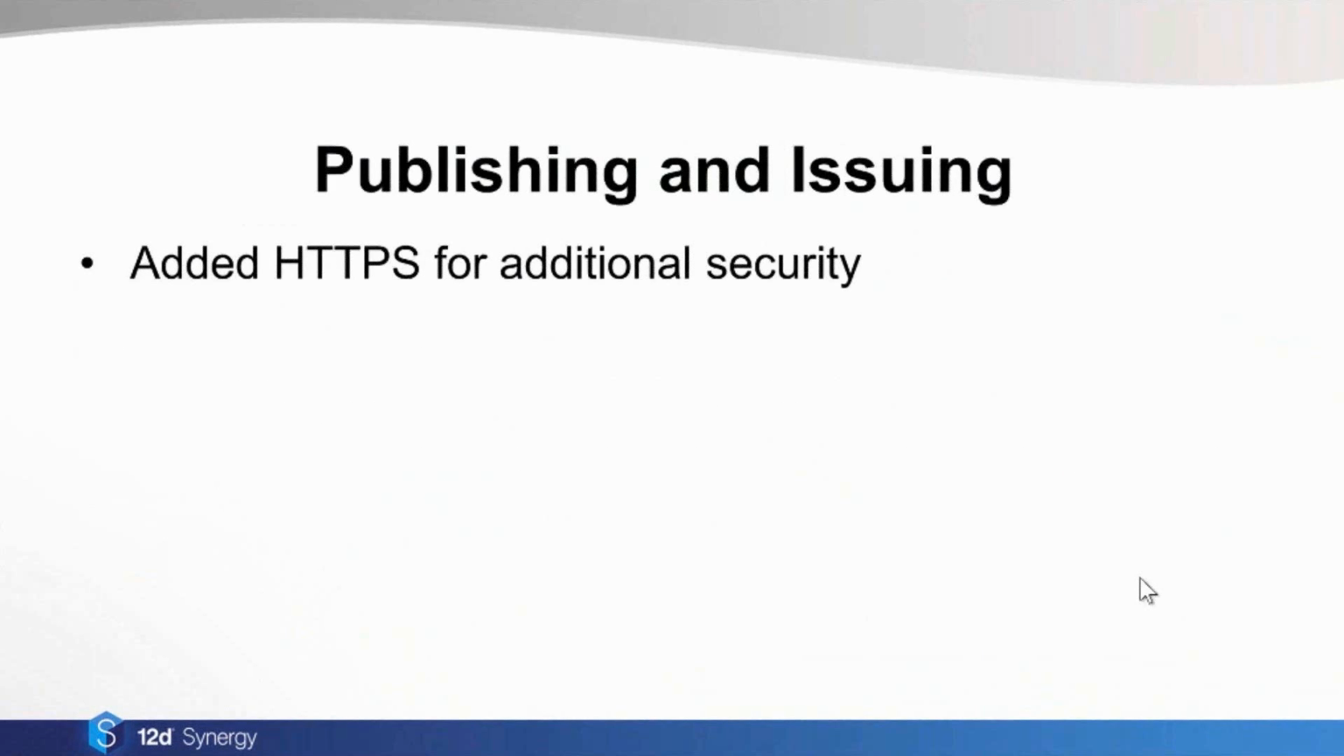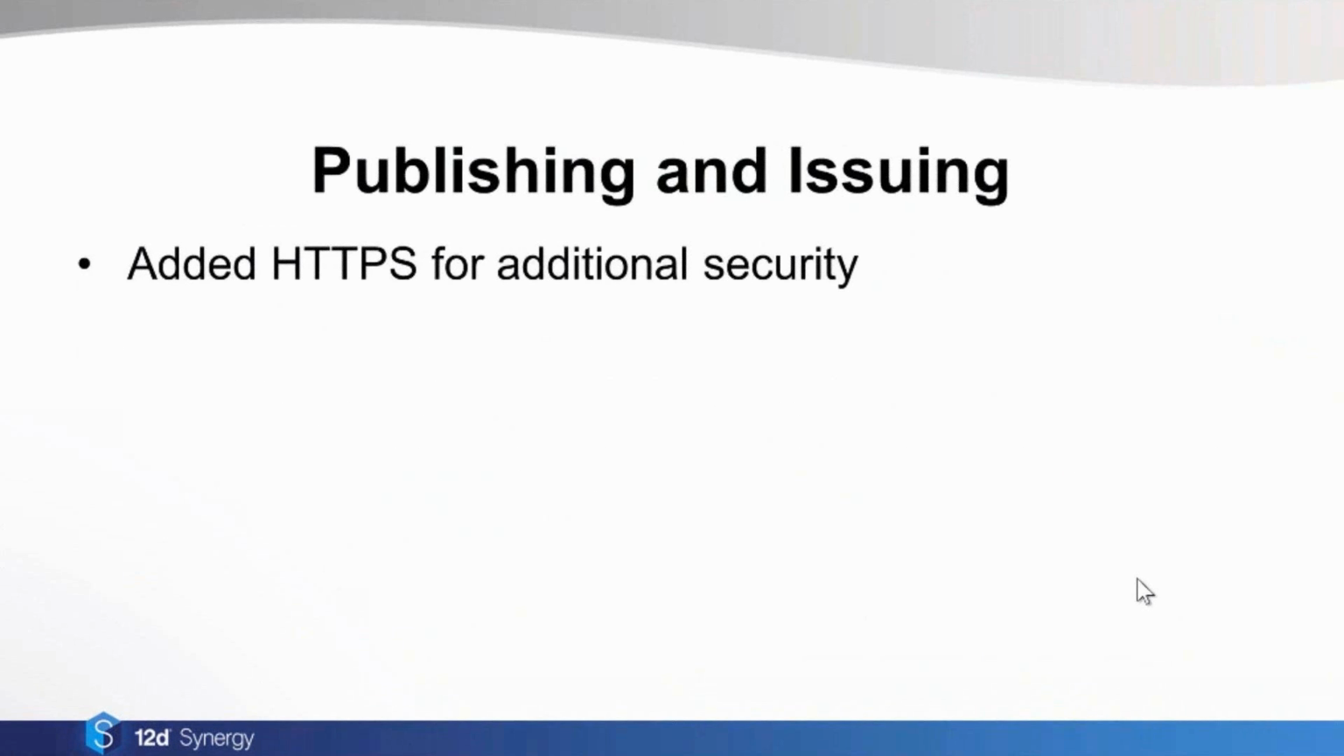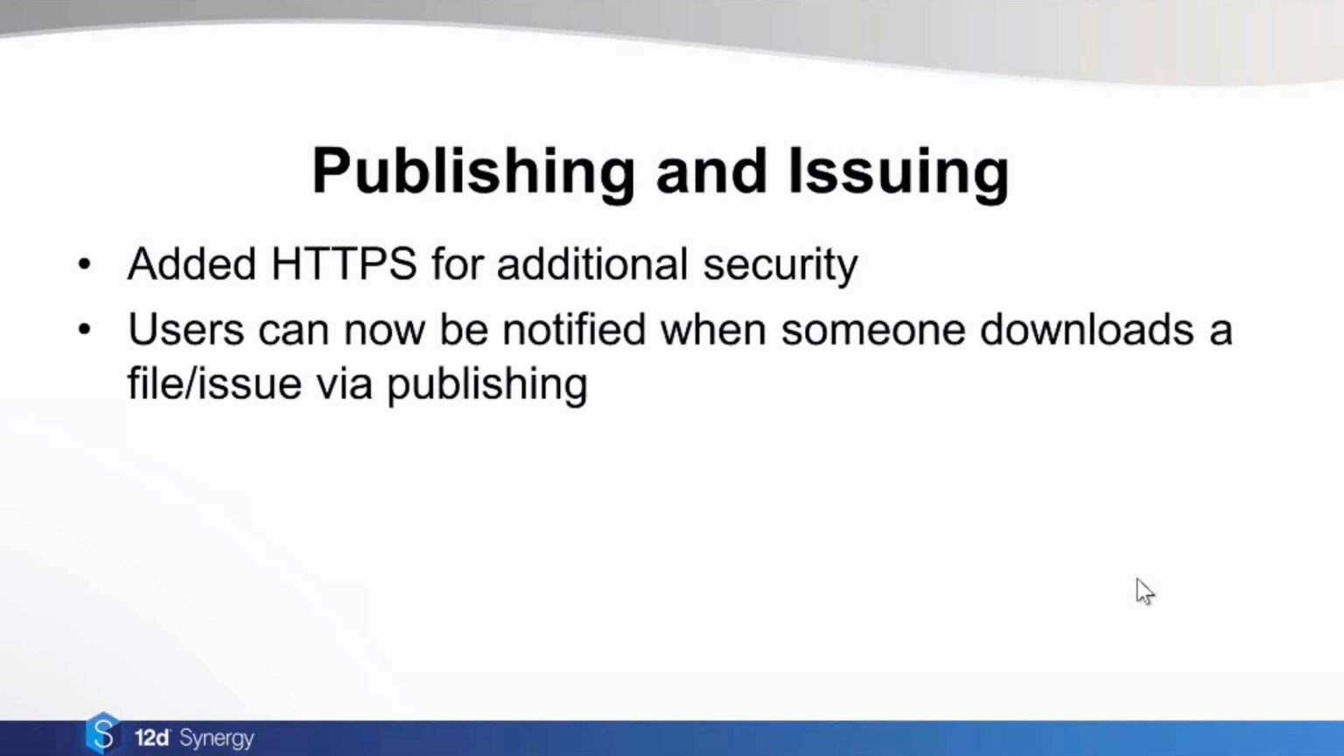The publishing system inside of 12D Synergy is kind of like Dropbox, where you save the files away, and then you send someone a web browser link. They open it up in the browser, and they can download the files. Really good for large files that don't fit into email, something that's like 20, 30 megabytes or even larger. Well, for version 3, we've added extra security, so it's now HTTPS.